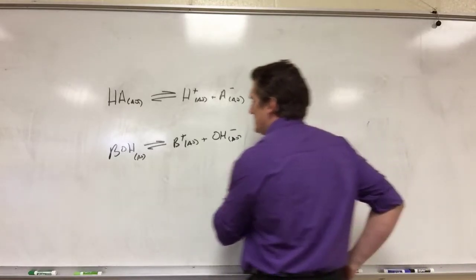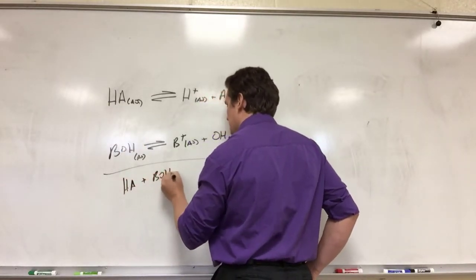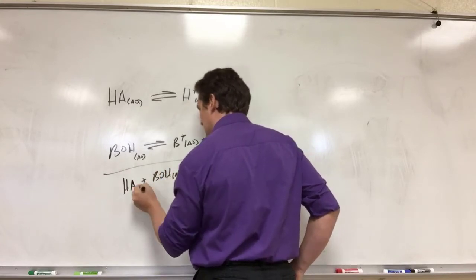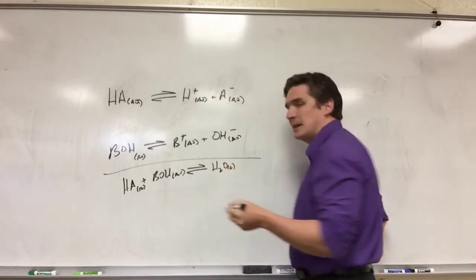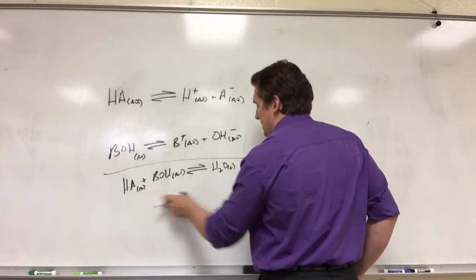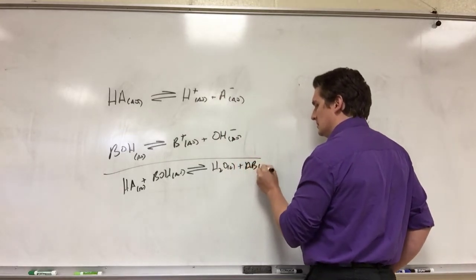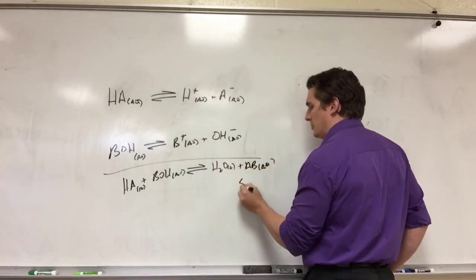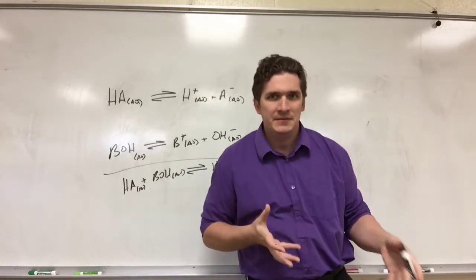And if we add the two of these together, we have our acid plus our base. This explains how acid-base neutralization occurs. They come together, they form water, and our base and our acid form our salt. So this is the Arrhenius definition of acids and bases.